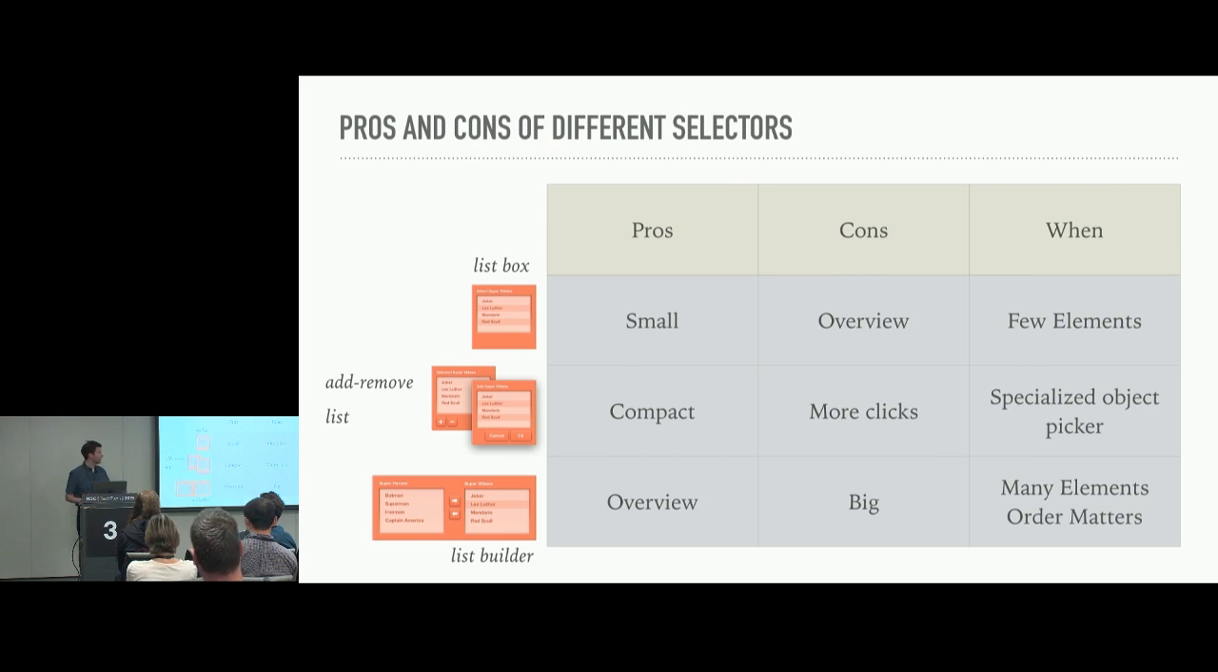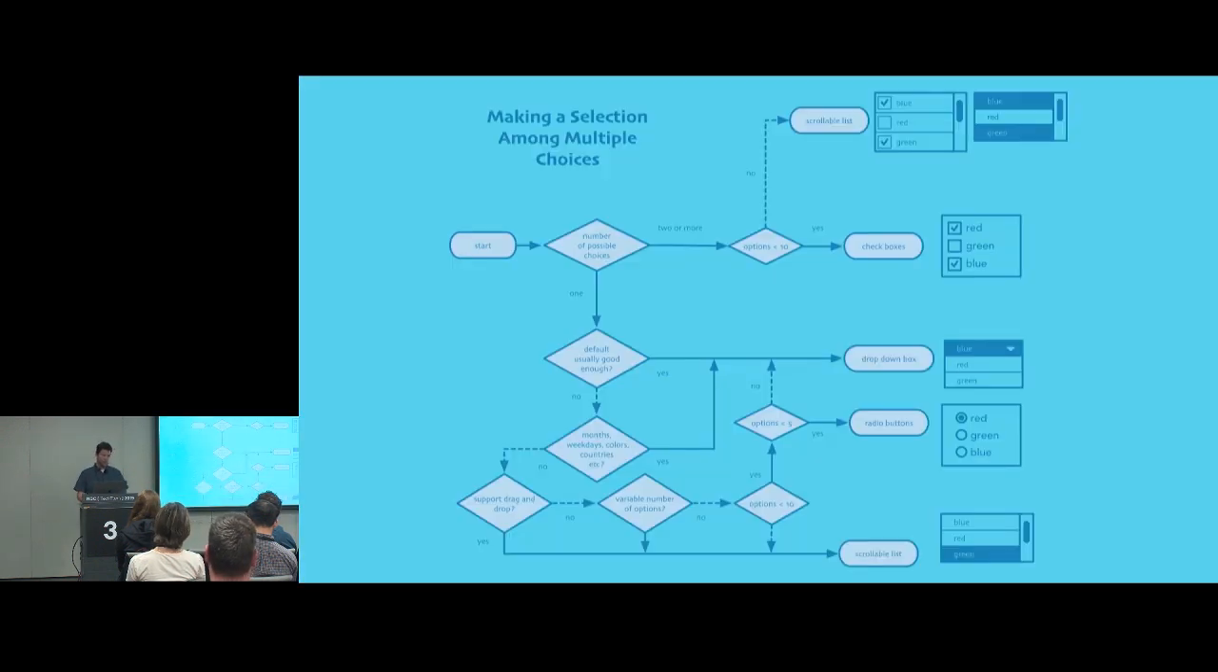It's best to use when you have a lot of elements, and in particular when order matters, because you can add buttons at the side here to be able to rearrange, for instance, the list here. So let's look at some more regular components like checkboxes and drop-down boxes and so on.